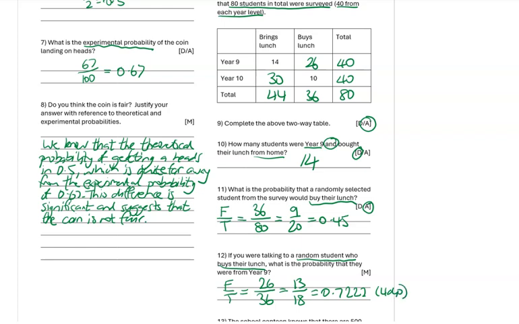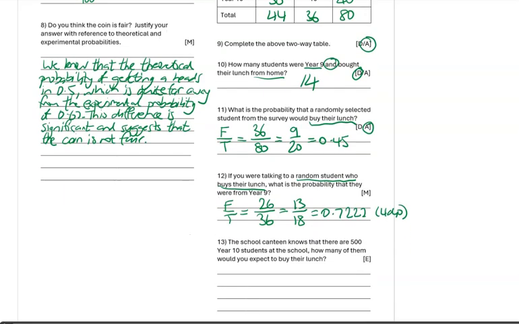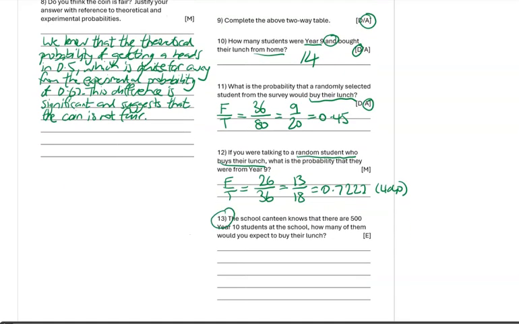So if you got that right, I think that was a really nice merit question, but merit's what you got, and that's because it was conditional probability. It meant that the denominator had changed. So we're now down to question number 13, and question number 13 was one of the excellence questions from this probability section. So the school canteen knows that there are 500 year 10 students.